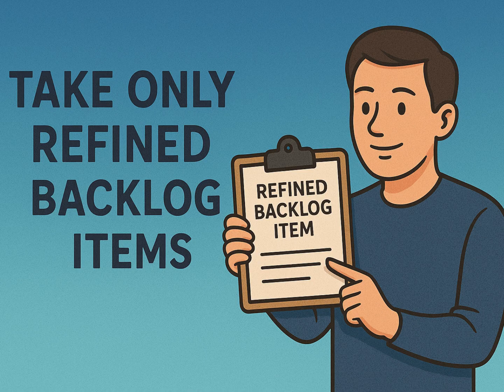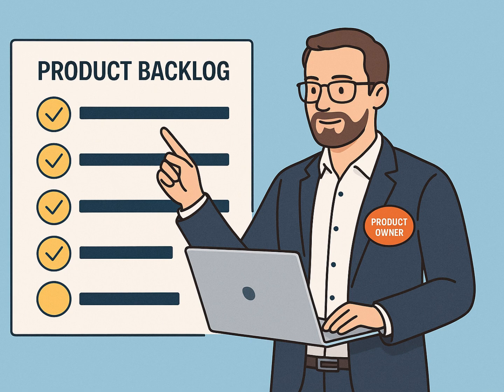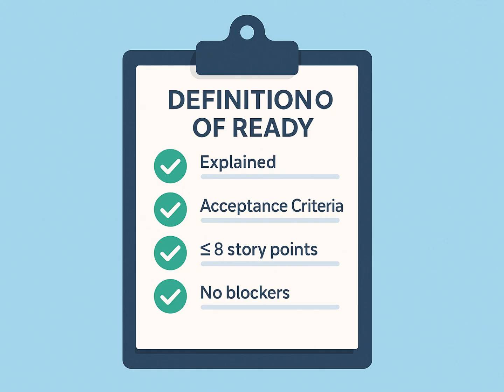Tip 2. Take only refined backlog items. Bring only well-refined backlog items into a sprint. A backlog item should be clearly explained by the product owner, have acceptance criteria, and be small enough, ideally less than 8 story points. The team can agree on a definition of ready, which sets the criteria for backlog items to be accepted into a sprint.